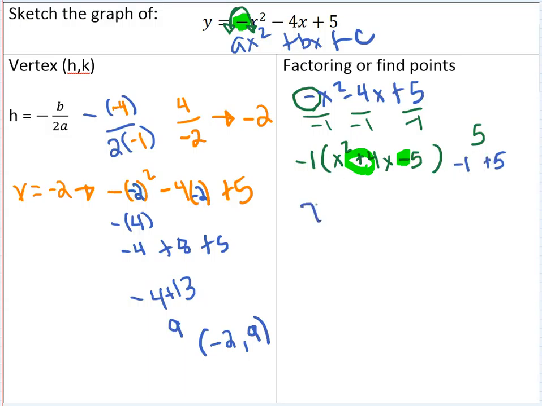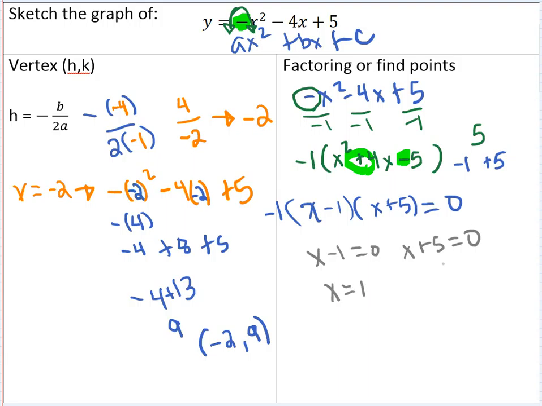Okay, so I take x minus 1. Let's leave the negative 1 outside right there for the GCF, times x plus 5, equal it to 0. We set each of these equal to 0, so I have x minus 1 equals 0, and x plus 5 equals 0. So this is x equals 1, and if I minus 5, I get x equals negative 5. So my roots are 1 and negative 5.